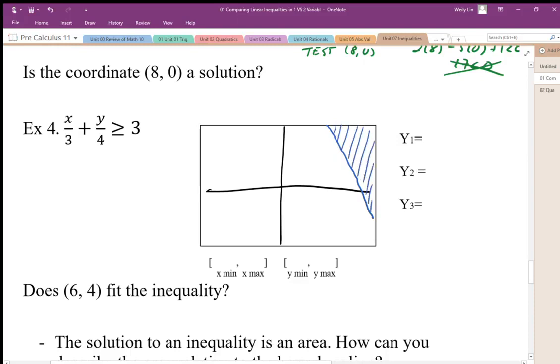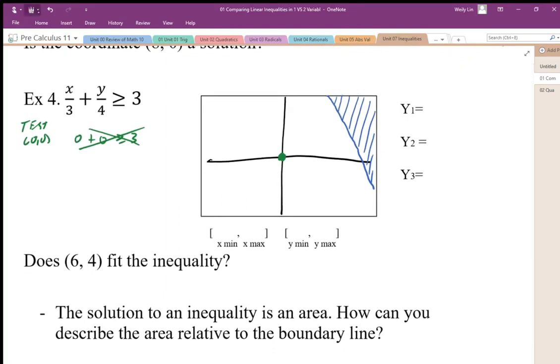The shading is going to be on this side of the line. Again, I should test this. I'm going to test a point, and my test point should be 0, 0. When I plug that in, I get 0 plus 0 is greater than or equal to 3. That's not true, and we can see that that does not satisfy the inequality on our picture either. Those points there are our solutions.